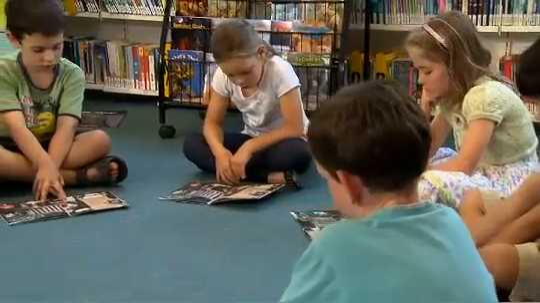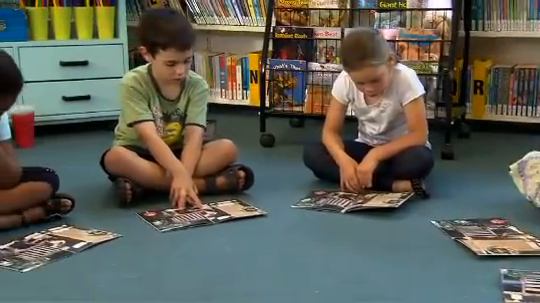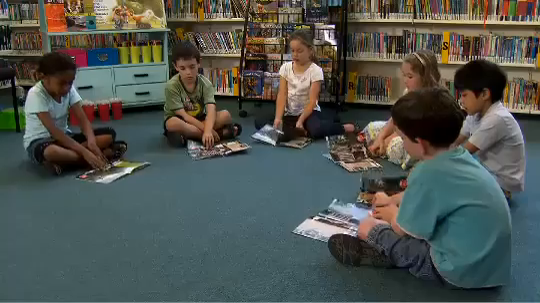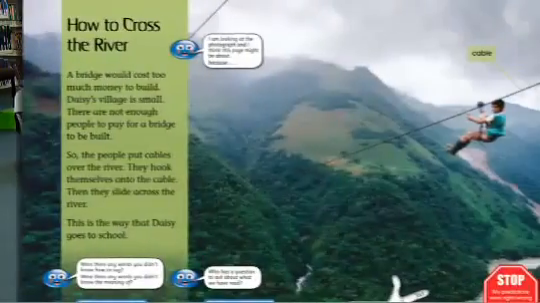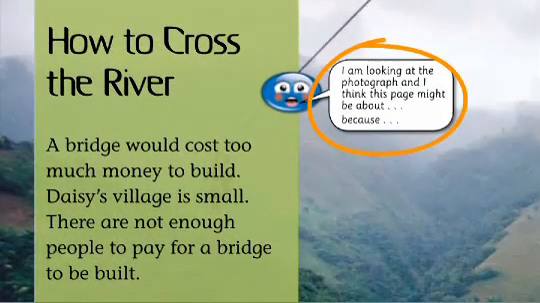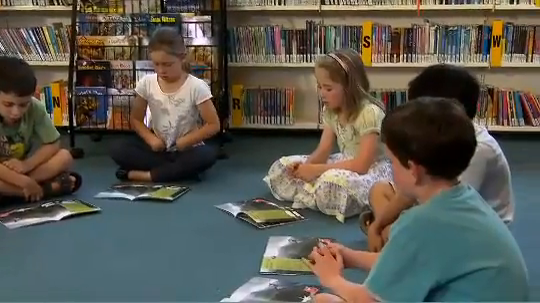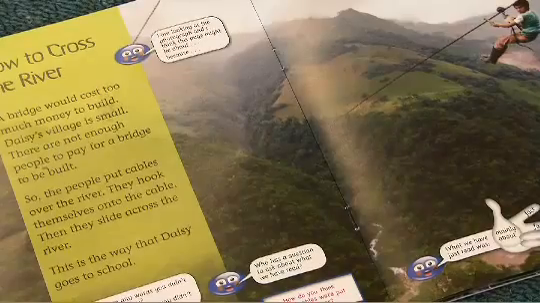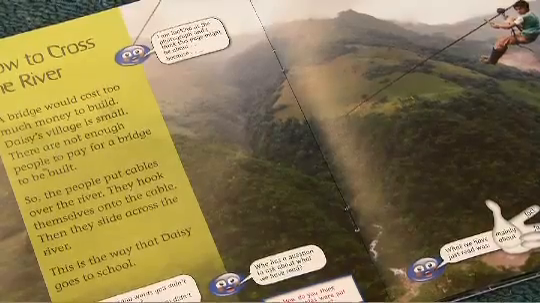The topics in the non-fiction text have been especially selected to be of high interest to students. Many non-fiction texts tell stories and are written in a documentary style to engage the readers. I am looking at the photograph and I think this page might be about someone crossing a river on a flying fox. That's the way they have to cross the river. Please read.